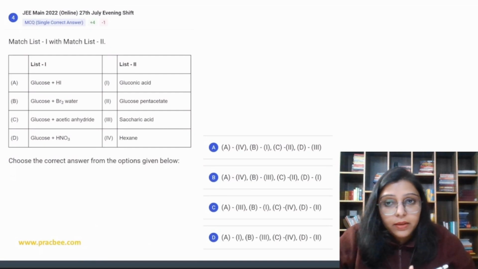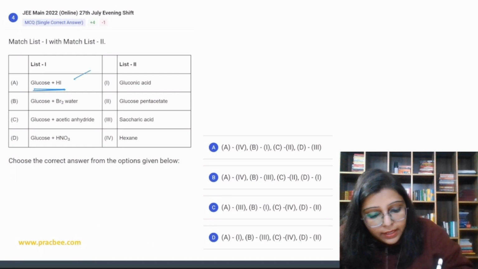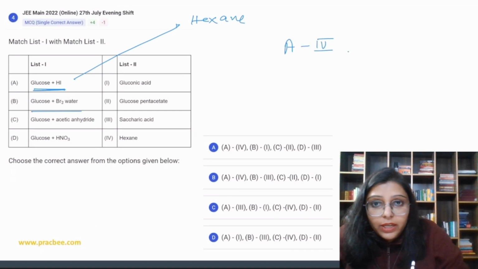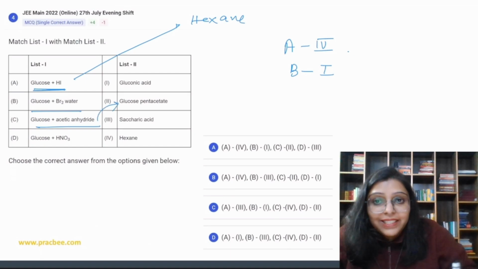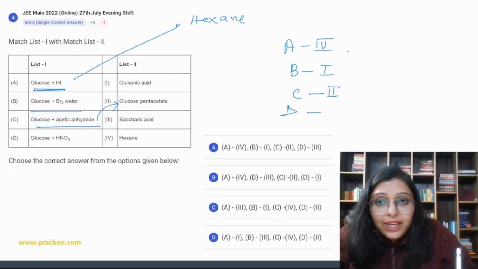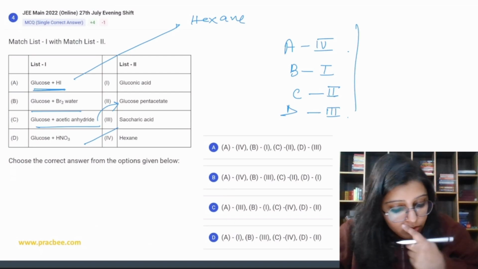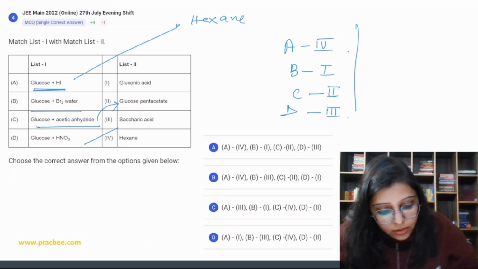These are based on the chemical reactions of glucose. Glucose in the presence of HI gives hexane, so A can be matched with fourth. Glucose plus Br2 water gives gluconic acid, so B can be matched with first. Glucose plus acetic anhydride gives pentaacetate, so C can be matched with second. Glucose plus HNO3 gives saccharic acid, third. So A is fourth, B first, C second and D third.